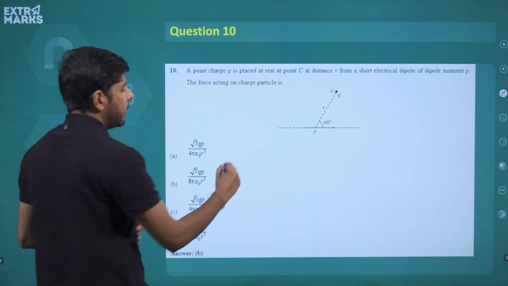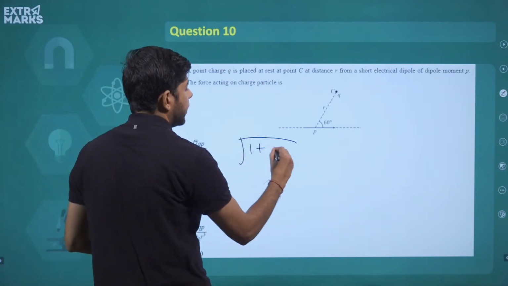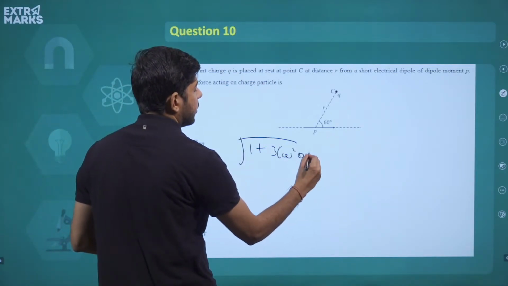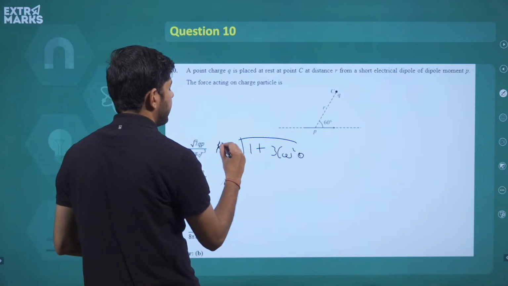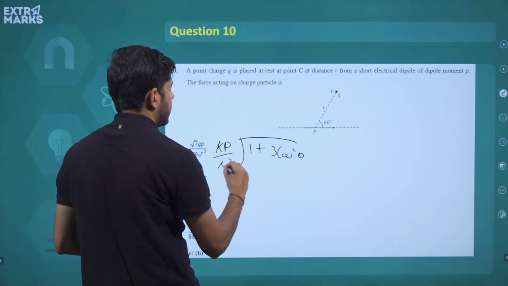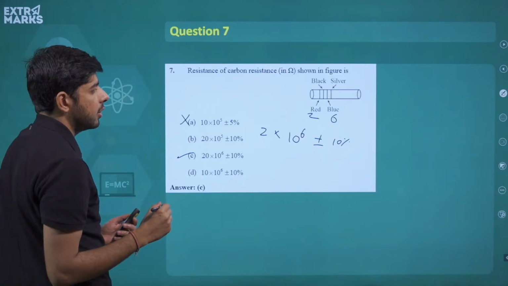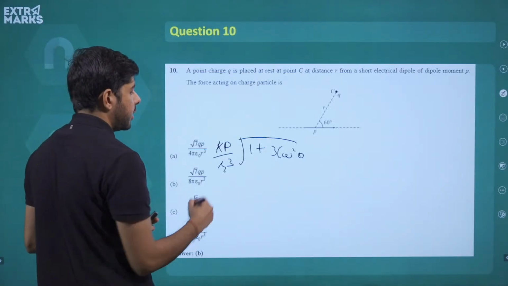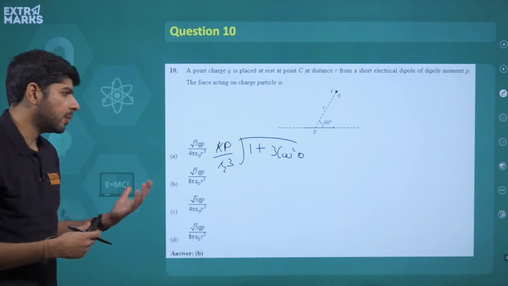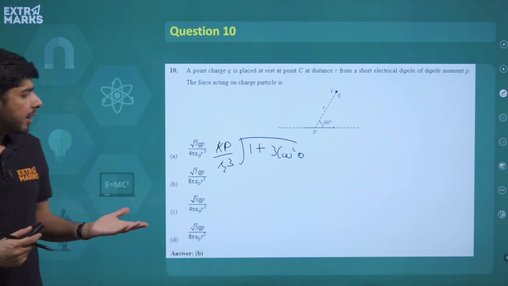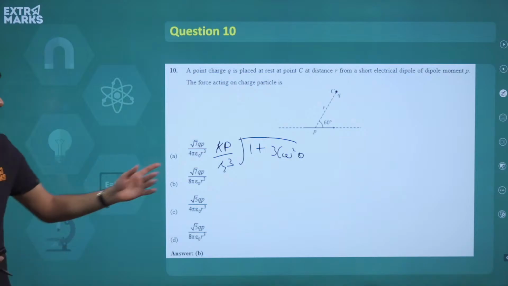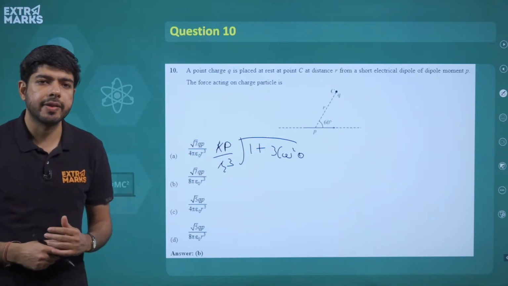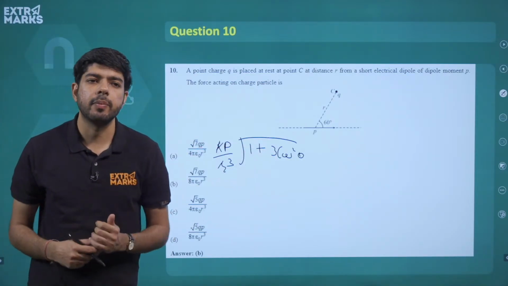Okay, next one. Again simple, formula based. I told you 1 plus 3 cos square theta. This I told you in the question before this, the sphere one. The same kp by r cube, 1 plus 3 cos square theta. So put the values. Theta is 60 and you'll get the answer. Of course cos 60 is 1 by 2, so the square of that will be 1 by 4.